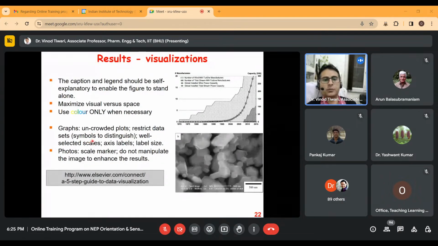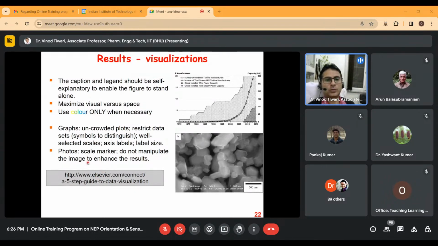Use certain symbols if you want to distinguish between the different groups, in terms of significance, whether they are different from each other. Use small symbols like a star mark or hash mark, and then use a p-value to denote whether p, where p means probability, is less than 0.05, or 0.01, or less than 0.001. And then axis levels have to be very clear. Label size should be properly indicated.